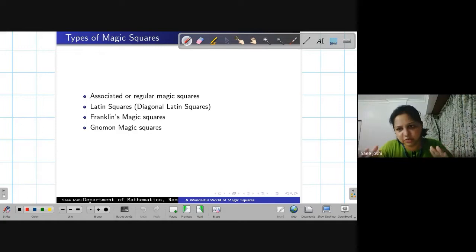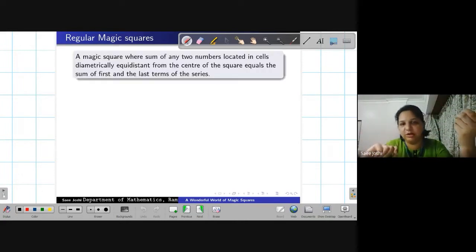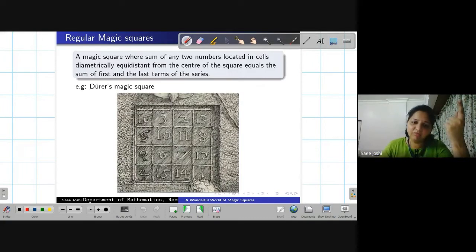Basically, these are magic squares, which means the three properties of row sum, column sum, and diagonal sum are equal. Along with these three, they have some additional properties. For example, if you look at the regular or associated magic square, you have a magic square with an added property: if you look at any two diametrically equidistant cells, their sum turns out to be the sum of the first and the last term of the series. A very good example of that is Durer's magic square that we had seen. What do I mean by this? You look at two quantities which are diametrically equidistant.